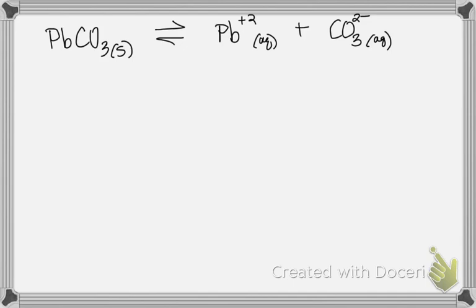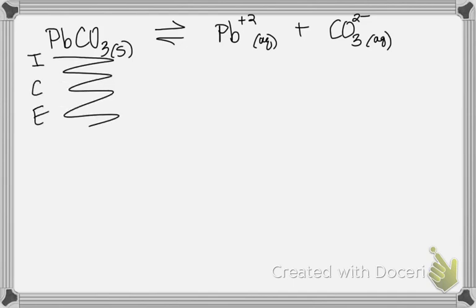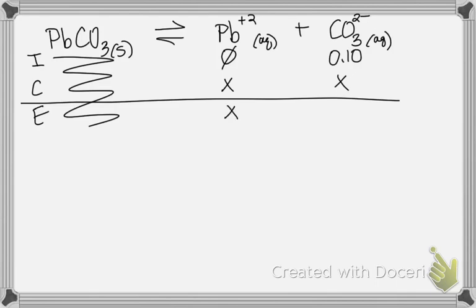Well, still, if we're doing an ice table, none of this matters. But how this one's different is even though we're not starting with any lead, in this one, see, we're starting with carbonate. So it's not 0. So it was an x squared one. We're still going to have x amount and x amount here. And at equilibrium, we'll have x amount of lead and 0.10 plus x amount of the carbonate.